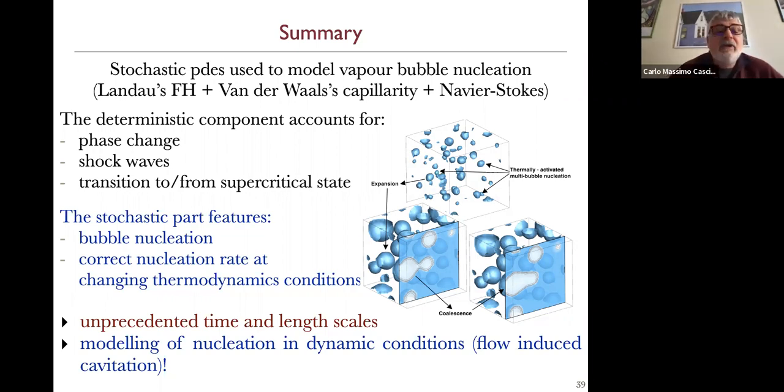In our case, we can reach much larger length scales and time scales, up to the point of reaching the macroscopic scale at which you see that the dynamics of the bubble follows the prediction of macroscopic theories. Very important is the fact that we can now couple nucleation with dynamics. That is, we can deal with flow-induced cavitation, which at present was not possible with other models.